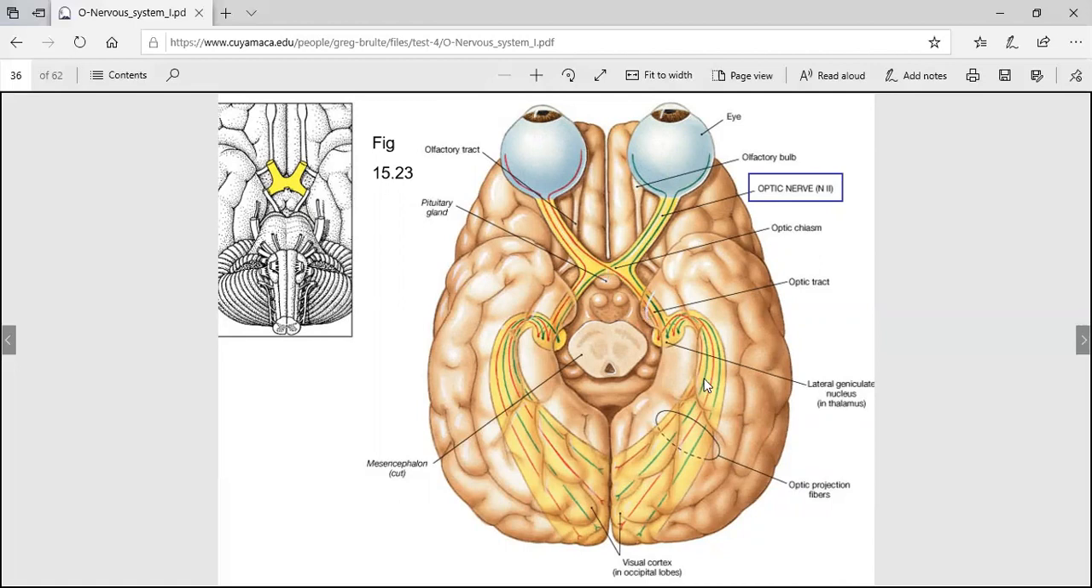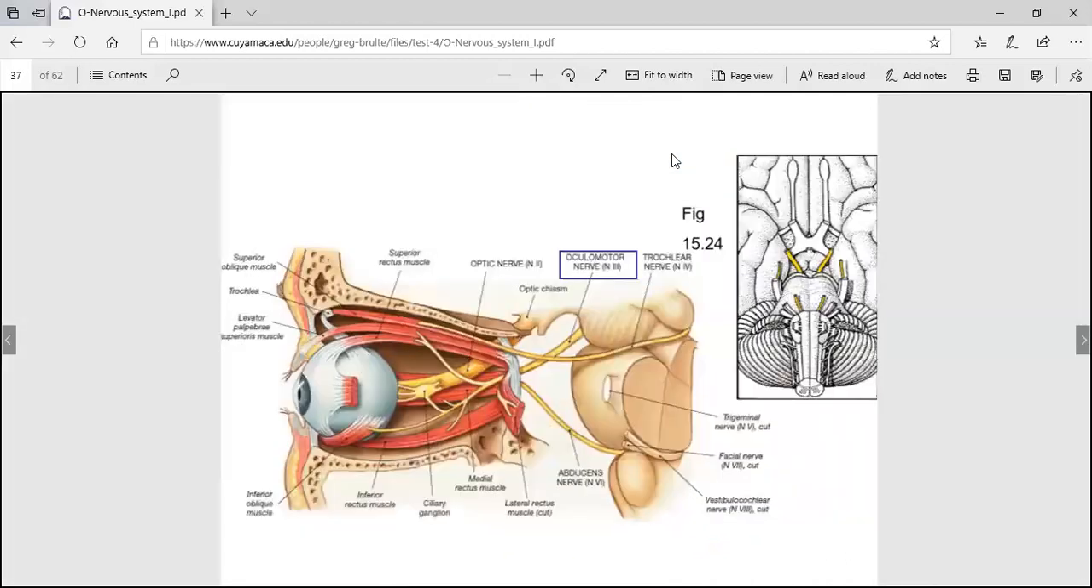If I said, where are vision signals processed? You would go occipital lobes. It's kind of weird. It's all processed in the back of your brain, but your eyes are in the front. Don't ask me why. Don't know.